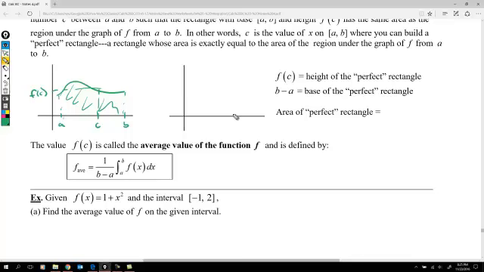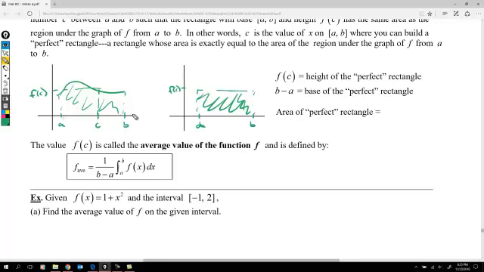If I create a rectangle using the height of my c value, this rectangle right here has the exact same area as the area under the curve. So there will be some perfect rectangle, some value of c that will make a rectangle with exactly the same area as the area under your curve. That's what the mean value theorem says.